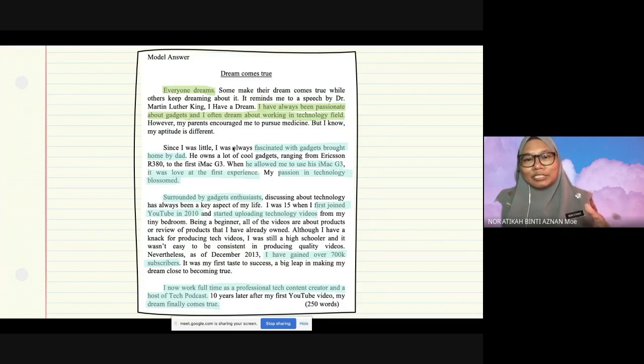So we want to see your ideas. We want to see your general knowledge. We want to see your critical thinking. We want to see how creative you are at crafting your story, at crafting your narrative, and how clear you are at writing your essay.